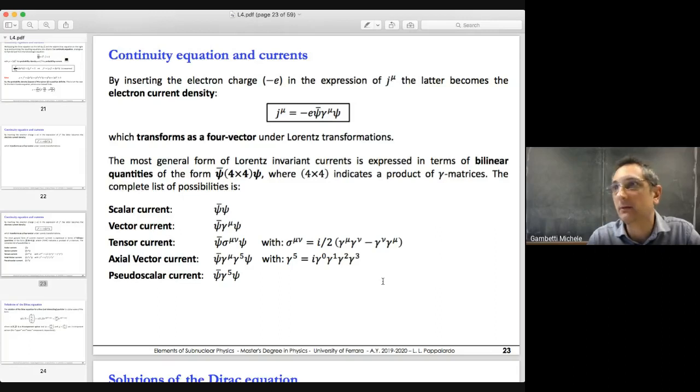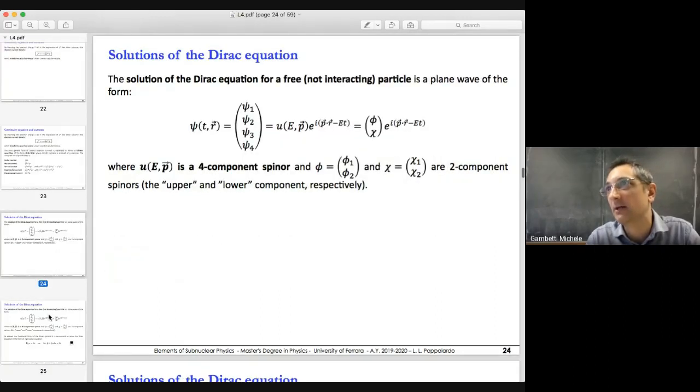Now, back to the Dirac equation. We have said a lot about the equation. We have not discussed the solution of the equation, so the shape, the analytic form of the solution of the Dirac equation. So let's consider first the simple case of a free particle, so a non-interacting particle.